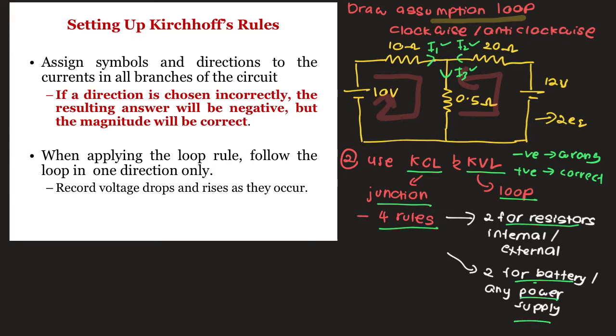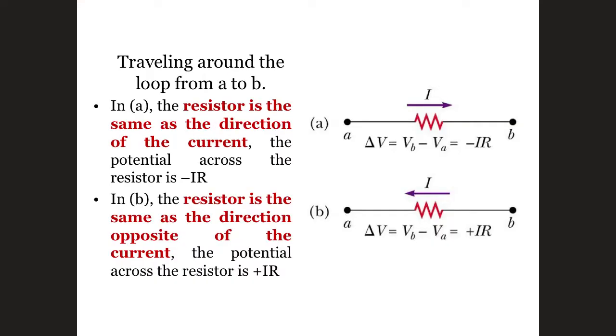Okay, let's start. We are going to start with the use of the law inside the resistor. We are going to compare the direction of the assumption loop, which you already drew, whether it's going to be clockwise or anti-clockwise, with the current inside the circuit.